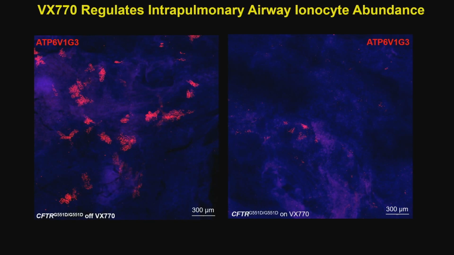Then, as I told you, we are able to manage the cystic fibrosis phenotype in the ferrets. Here we compare two conditions: CFTR-G551D ferrets off the modulator VX-770, which is a CF phenotype, and then compared to with the modulator on. We can clearly see those ionocyte clusters reduced when the CF ferrets are on VX-770, which tells us the ionocyte clusters and numbers are really dependent on CFTR function.